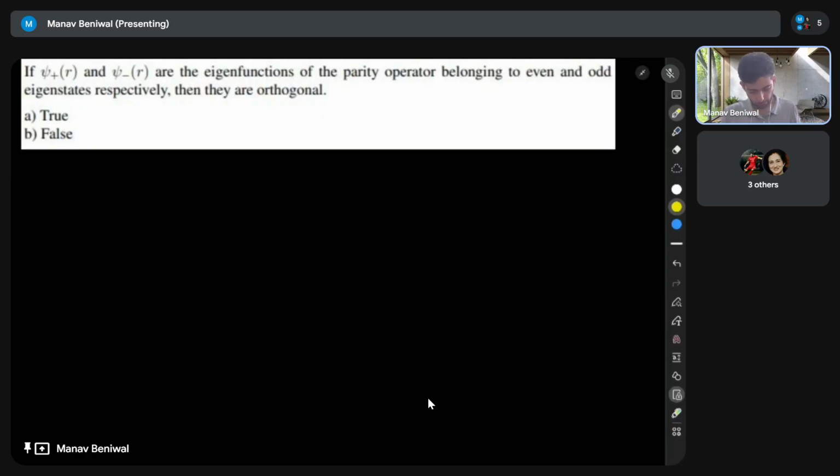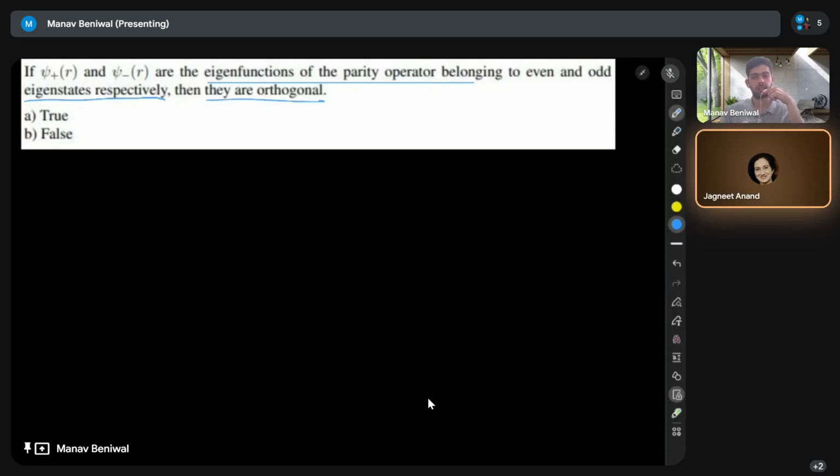So I hope you have already read the question. We are given that psi plus r and psi minus r are the eigenfunctions of the parity operator, belonging to even and odd eigenstates respectively. The statement is that these two states are orthogonal, and you're asked if this is true or false. So what do you think? Is this statement true or false? It should be true.